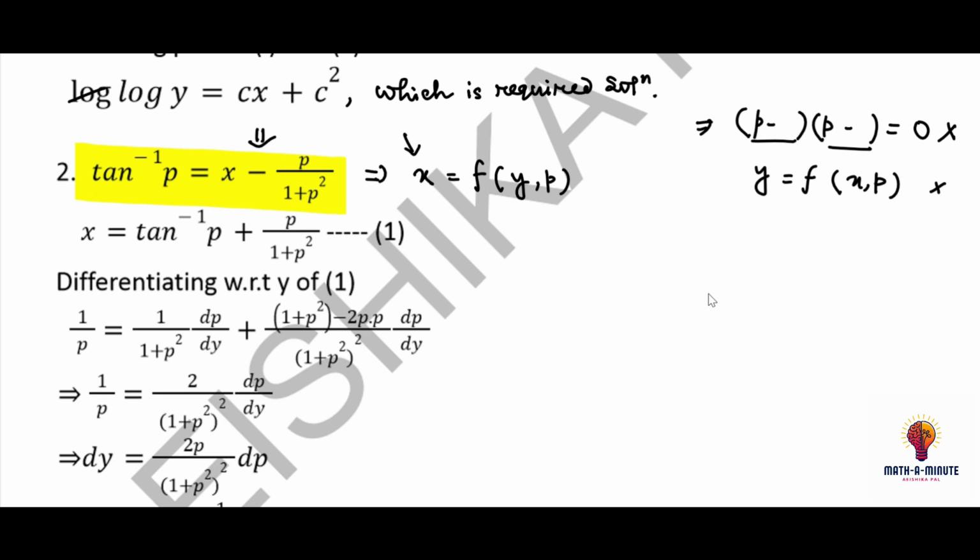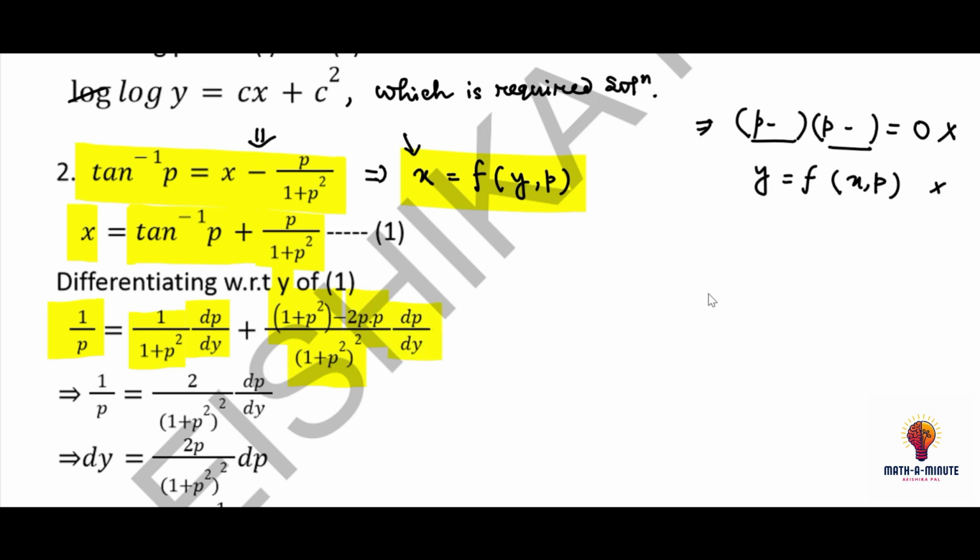So we can modify the given differential equation in the form of x equals tan inverse p plus p by 1 plus p square. Okay, this is our given equation. So if we differentiate this equation with respect to y, it will be 1 by p equals 1 by 1 plus p square dp dy. It's basically the derivative of tan inverse p. And the last term, it will be 1 by (1 plus p square) whole square, and it will be (1 plus p square minus 2p into p) dp dy.